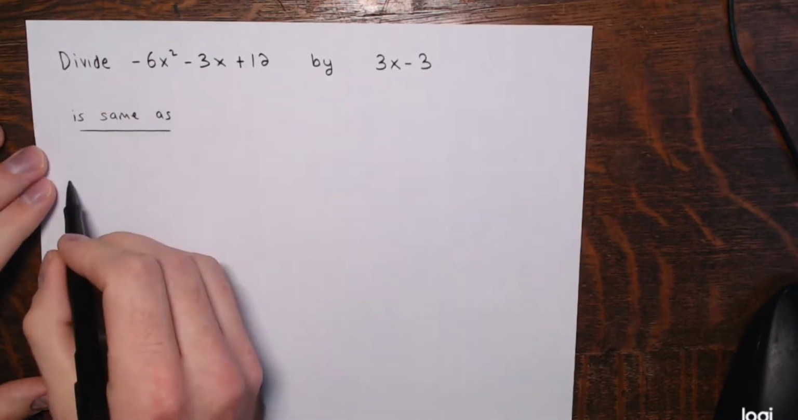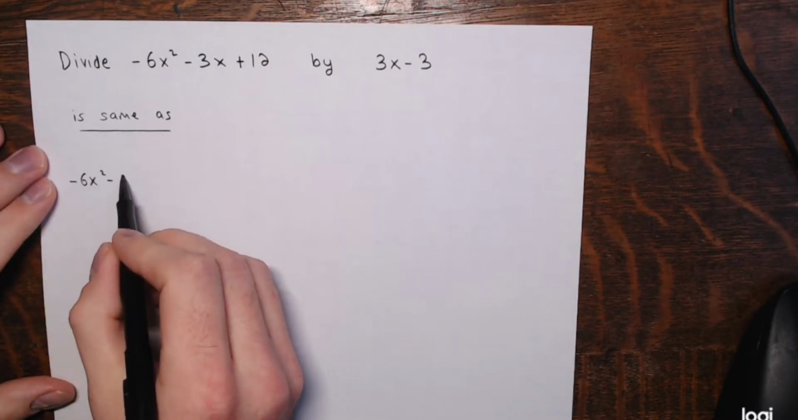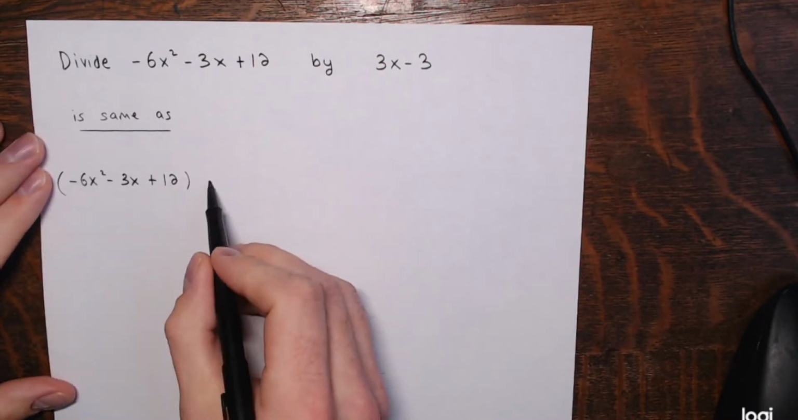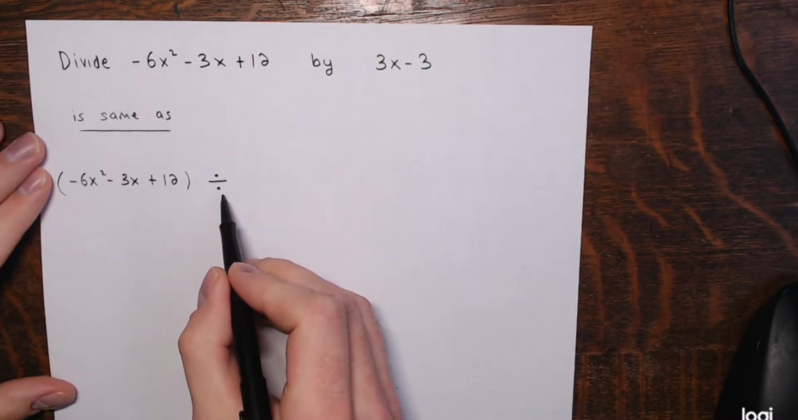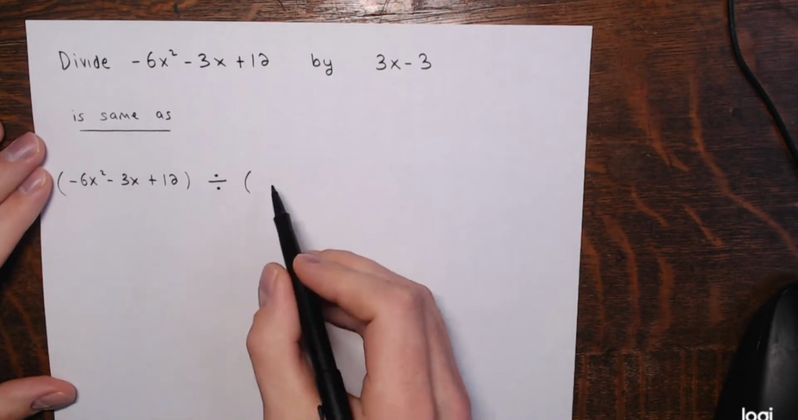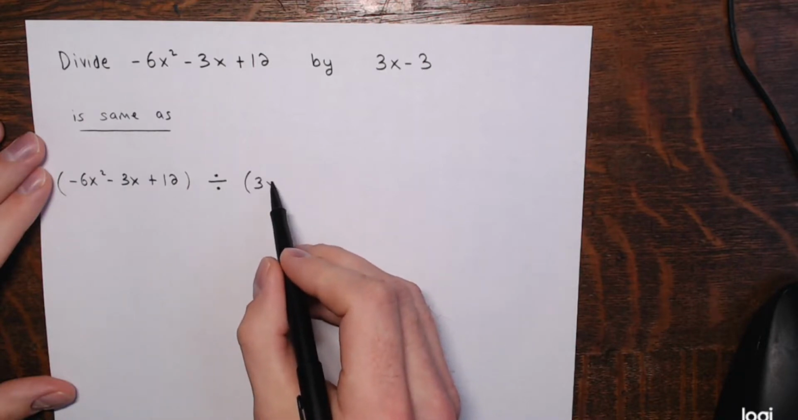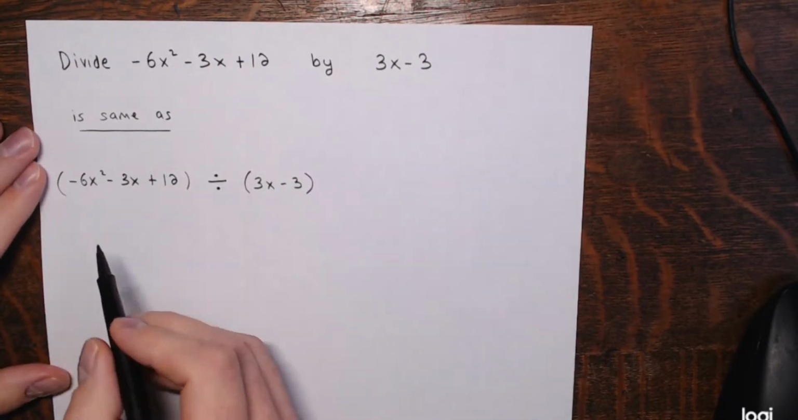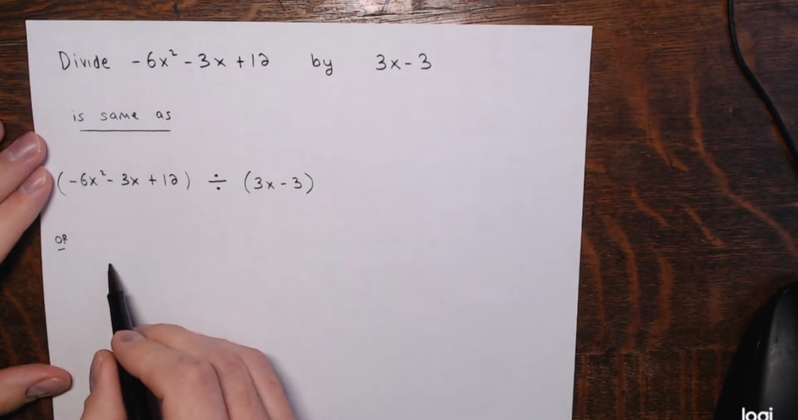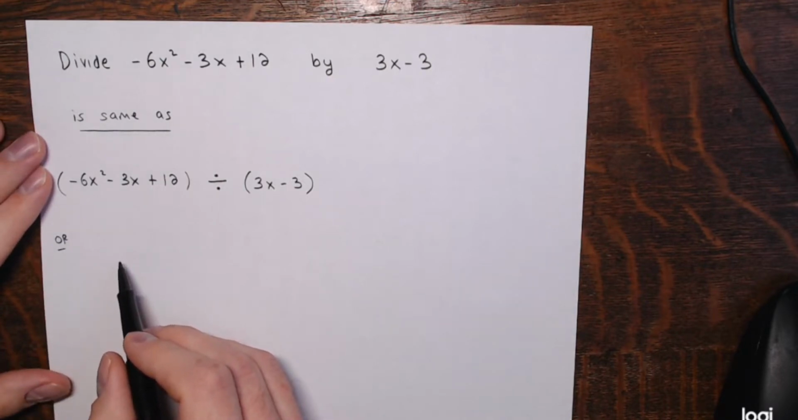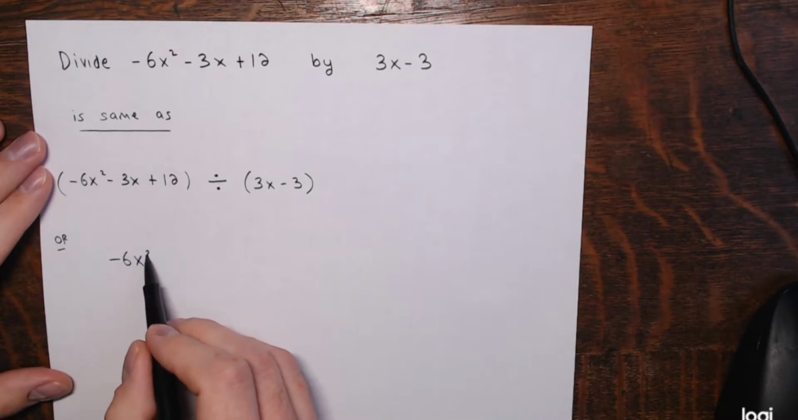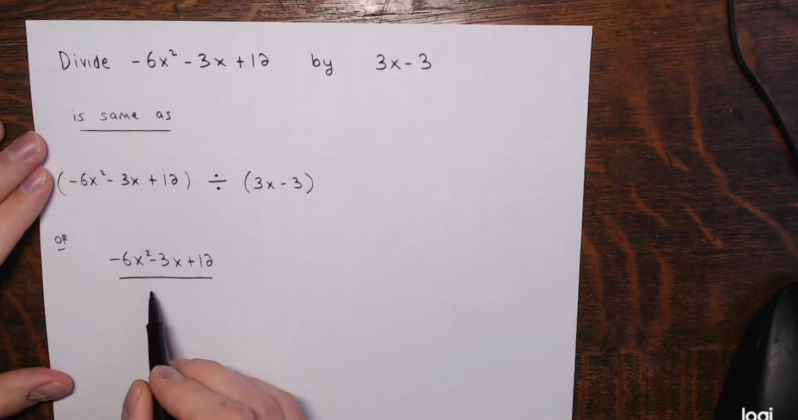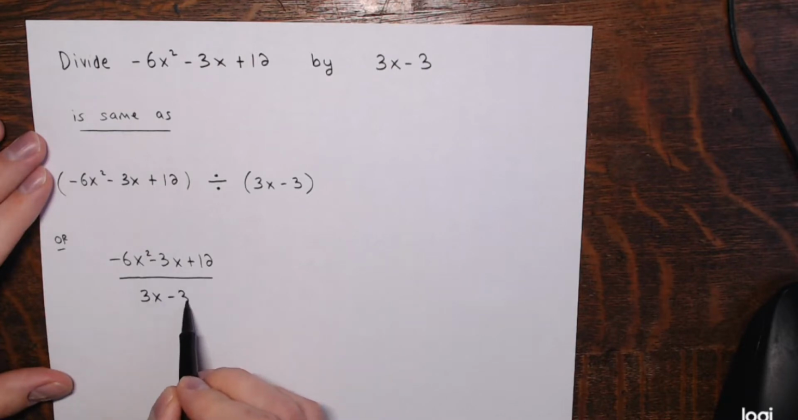As taking negative 6x squared minus 3x plus 12 and say, take this polynomial and then divide it by, remember the division symbol, this obelus symbol, 3x minus 3 after it. Means the same thing. Or this as well, you could write a division problem as a fraction, right? Negative 6x squared minus 3x plus 12 in the numerator, divided by, and then 3x minus 3 in the denominator.